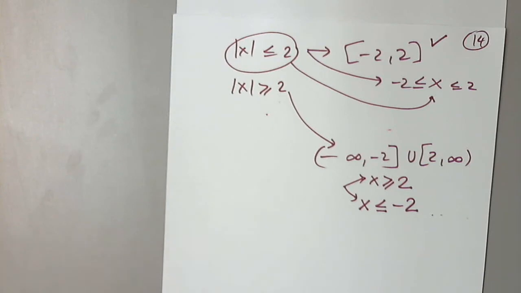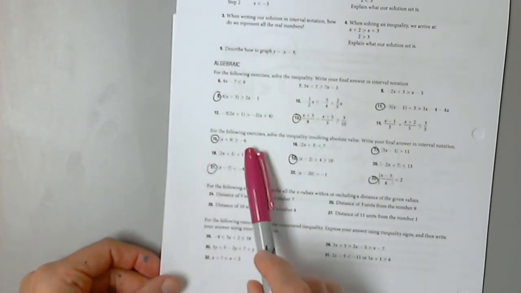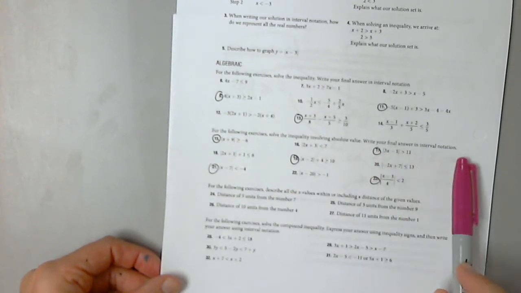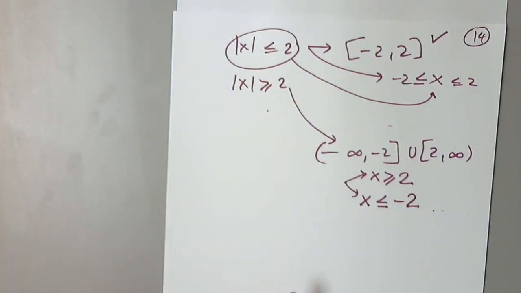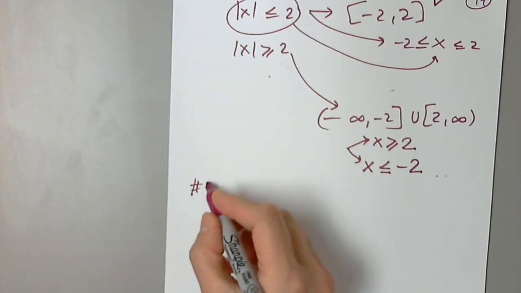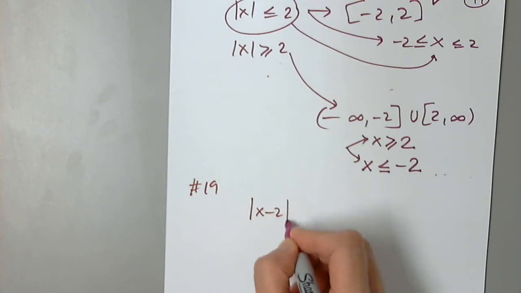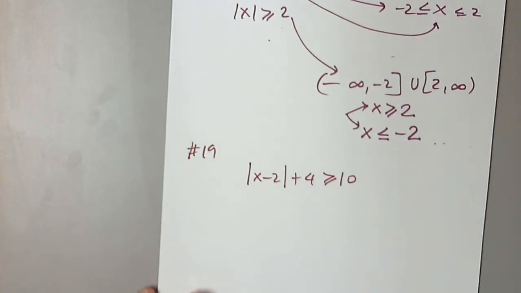Okay, so please choose. This is from your book, page 149. These are solve the inequalities involving absolute value. Write your final answer in interval notation. Let's start with 19. In 19, we have the absolute value of x minus 2, plus 4, greater than or equal to 10.